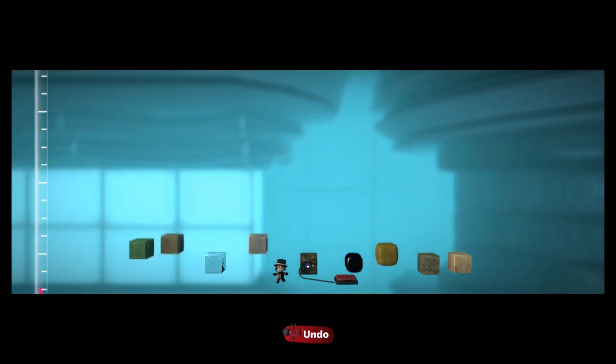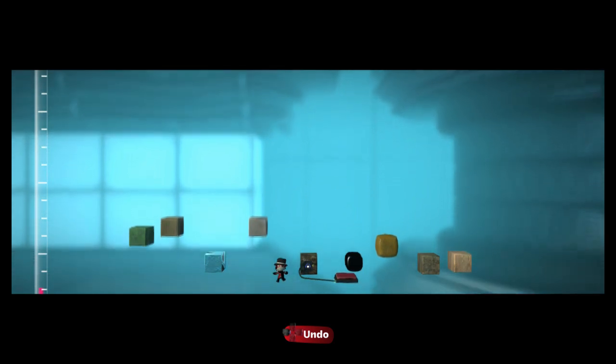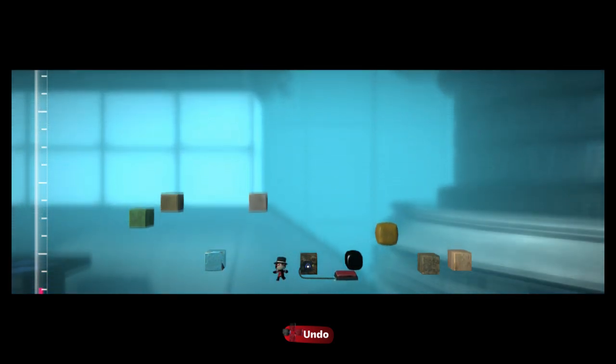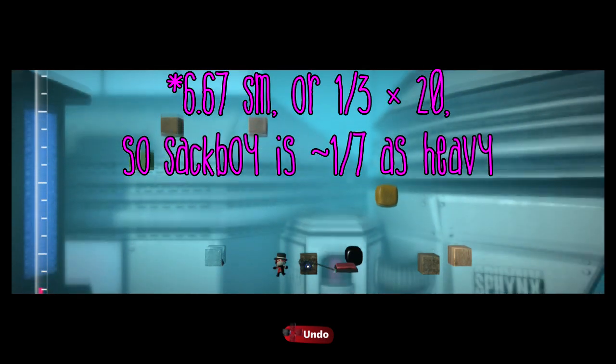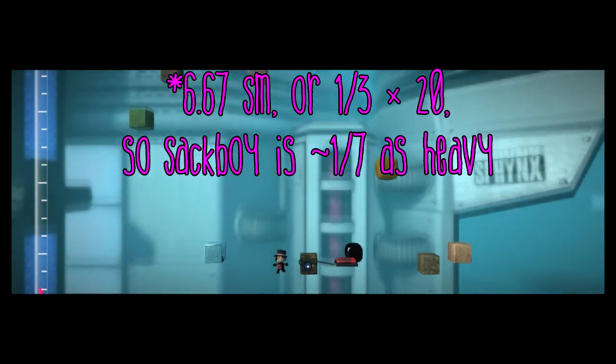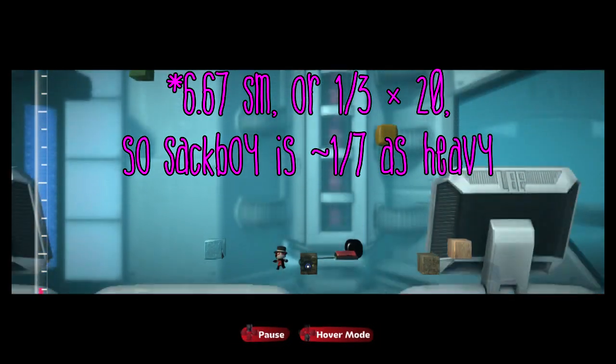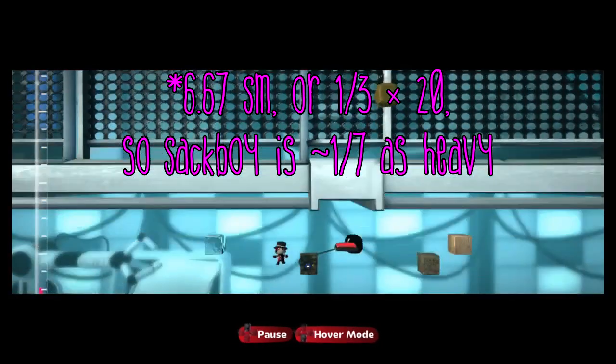Then there's glass, rubber, and wood, along with Sackboy, though Sackboy curiously only weighs a bit under 1/3 as much as those other blocks, since they weigh 3.33 smasses and he weighs 1 smass. It's possible that Sackboy is a special case though, so I'll look at him again later, if not today.